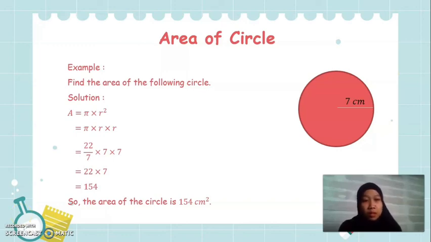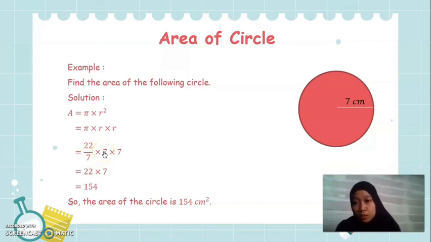From the picture, we know that the radius of the circle is 7 centimeters. To find the area of the circle, we use the formula A equals pi times r times r. Pi equals 22 over 7. r is substituted with 7. So A equals 22 over 7 times 7 times 7. We simplify this 7 with this 7.